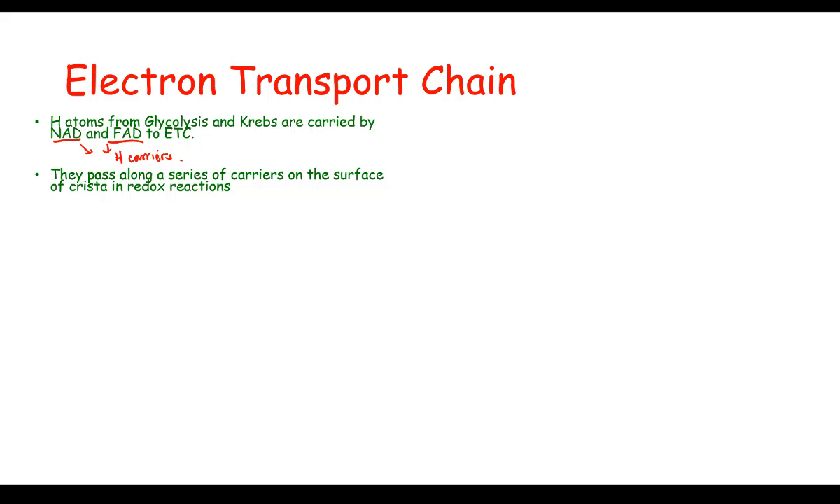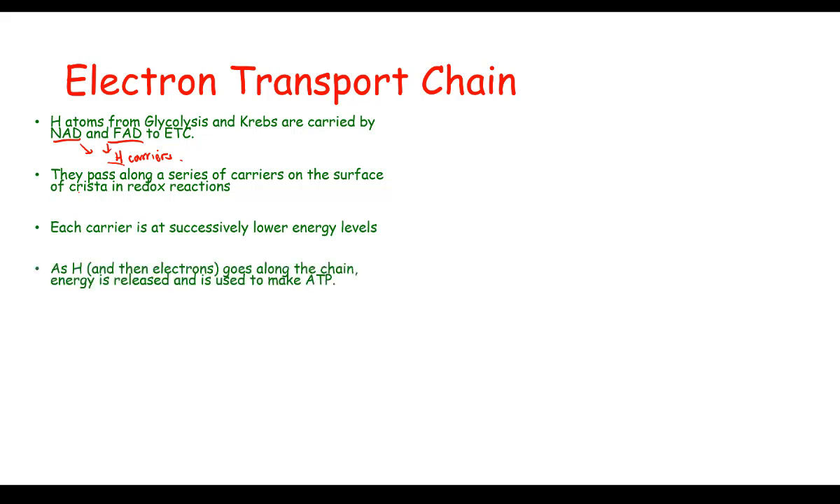You can sort of imagine them as being like a little boat, and the hydrogen atoms are the little passengers on the boat. So NAD and FAD are the boats, hydrogen is a little passenger. They take the hydrogen and they pass the hydrogen along a series of carriers on the surface of the cristae in redox reactions. Each carrier is at successively lower energy levels. So as hydrogen and then the electrons go along the chain, energy is released and it's used to make ATP.